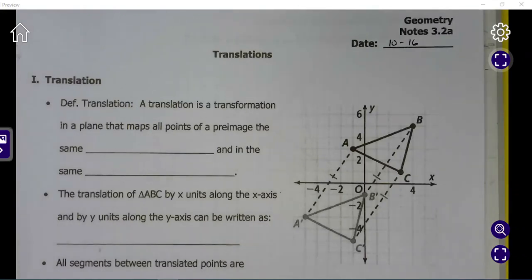Okay, so we're going to do 3.2a. This is the first half of the translation chapter. Translations are actually pretty easy. Because they're easy, there's a lot more algebra that we do with them because there's a lot more algebra that's possible. So about 50% of today is how to draw a reflection. The other 50% is how to write about what you just did.